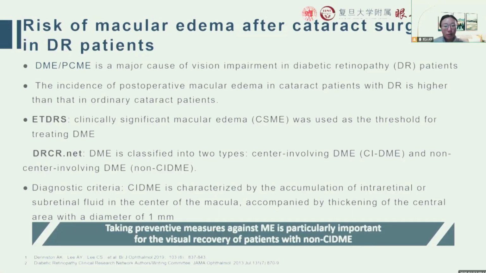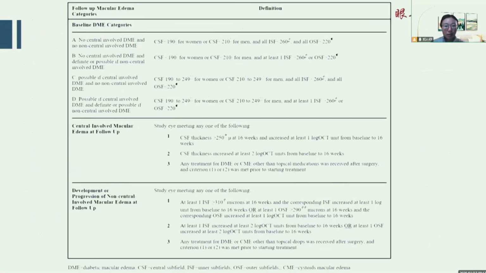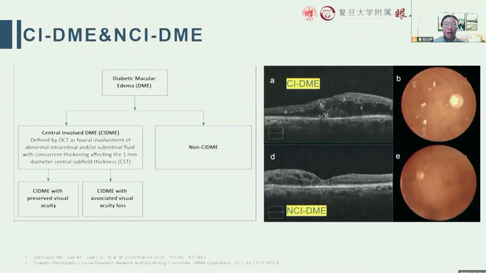The diagnostic criteria are based on OCT imaging, where CIDME is characterized by the accumulation of intraretinal or subretinal fluid in the center of the macula, along with thickening of the central area with a diameter of 1 millimeter. This is the DME classification standard published by DRCR.net in JAMA Ophthalmology, which is a little bit complex. In summary, NCIDME refers to an increase in retinal thickness outside the central 1 millimeter area without involvement of the center of the macula. On OCT images, fluid accumulation is observed, but the fovea remains normal.